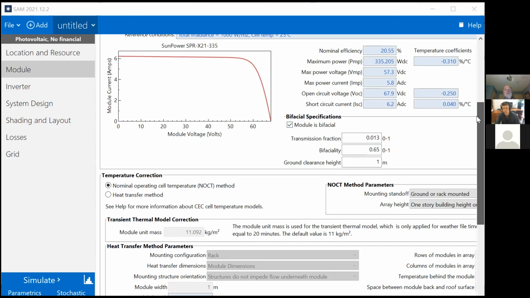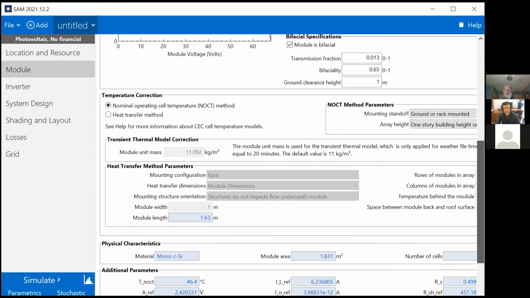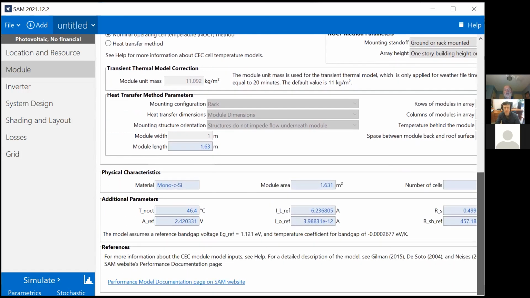So, as I said, most of the information that's in the SAM database is just restatements of what you can get from the manufacturers' data sheets from their websites. There's a whole bunch of other stuff here. For example, the nominal operating cell temperature, 46 degrees.